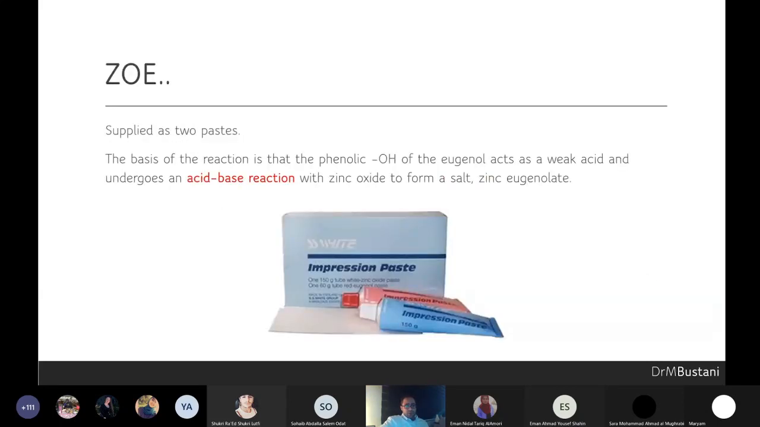Now we're going into the second material, which is zinc oxide eugenol. This material is used for a secondary impression for a completely edentulous patient. It comes in 2 tubes. One contains zinc oxide, the other contains the eugenol. The eugenol is the catalyst and the zinc oxide is the base. They react through an acid-base reaction, producing a salt which is a rigid material on setting.